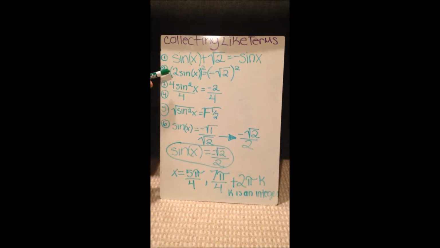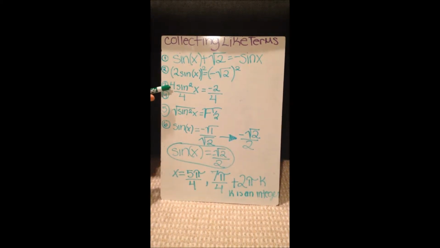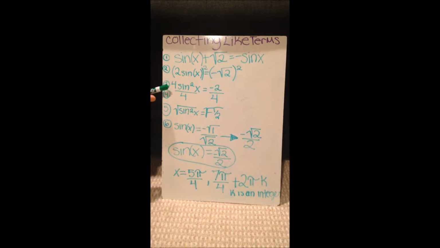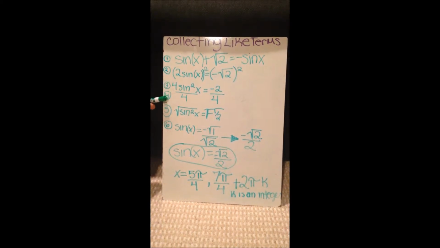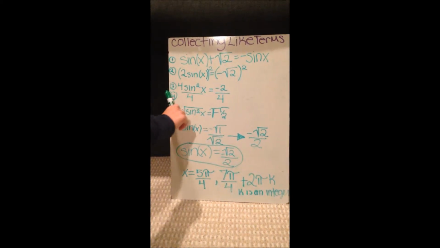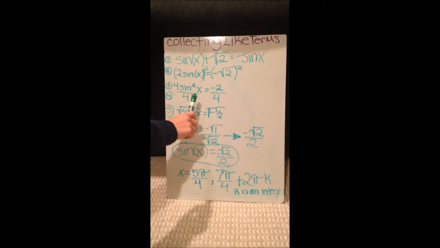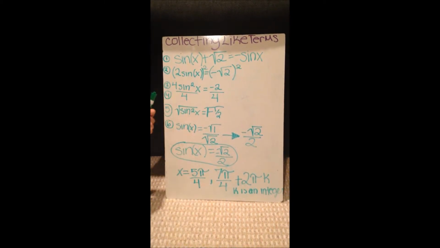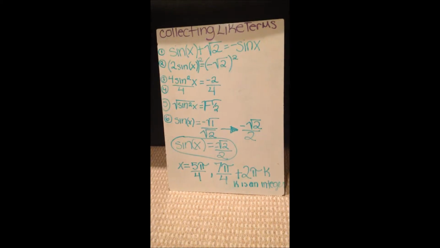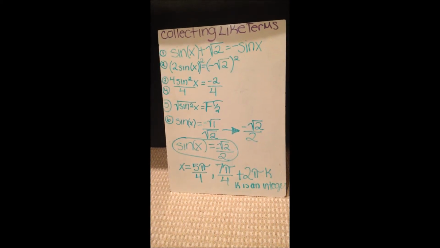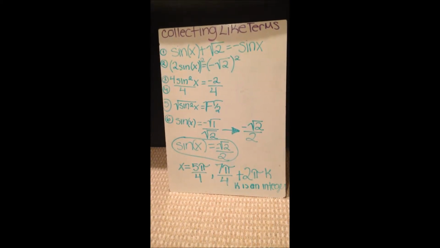And then you would square both sides, and you would come up with 4 sine squared of x equals negative 2. Then you can see in step 4 that in order to get sine alone, you would divide by 4 on both sides. So once you get sine squared of x alone, you would take the square root of both sides in order to get sine of x alone.